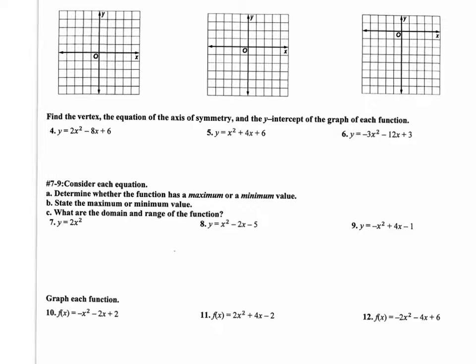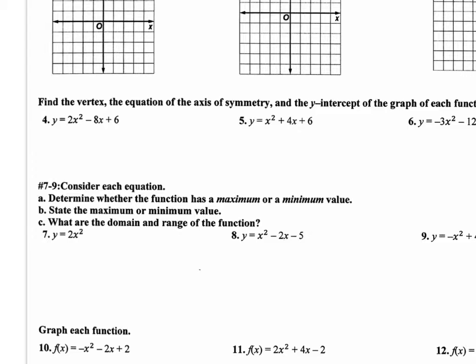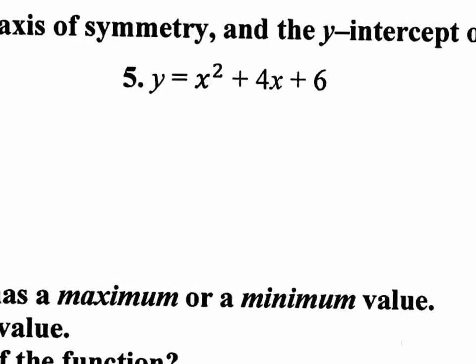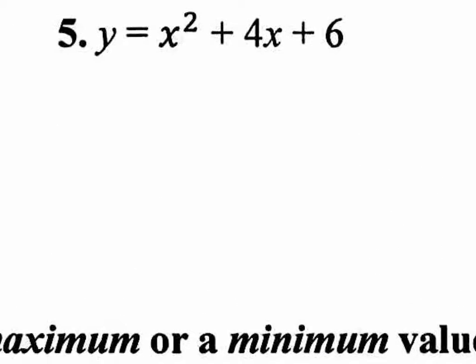So let's jump to number 5. It says, find the vertex, the equation of the axis of symmetry, and the y-intercept of each function. Okay, they ask us for several things. Let's first start with the vertex, the most important thing. All right, so how are we going to find the vertex?